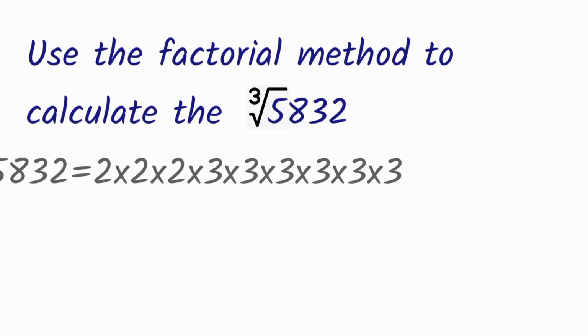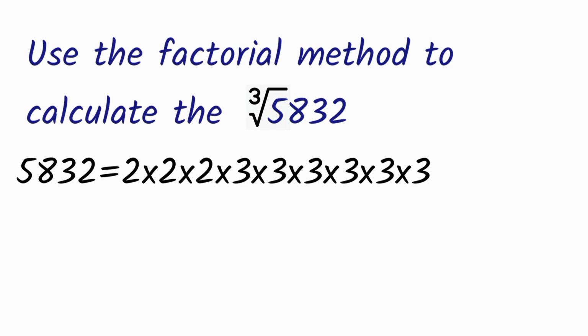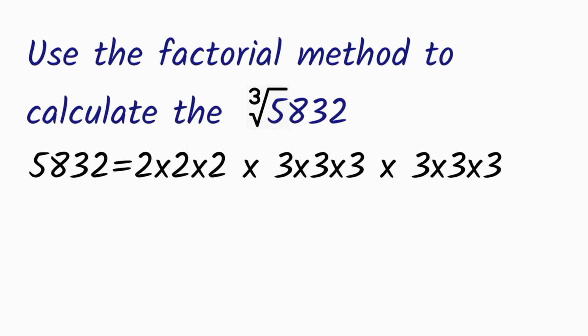So we find that 5832 is 2 times 2 times 2 times 3 times 3 times 3 times 3 times 3 times 3. The easiest way to go about this is to group the numbers into groups of 3. Therefore, the cube root of 5832 is given by 2 multiplied by itself 3 times, 3 multiplied by itself 3 times, multiplied by 3 multiplied by itself 3 times. And the answer is 18. So far, so good, right?